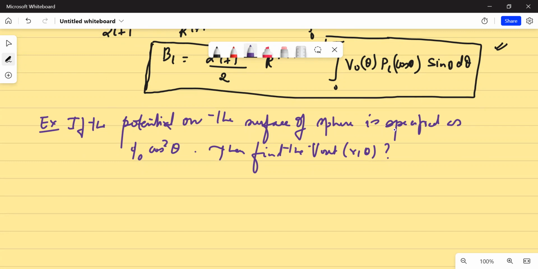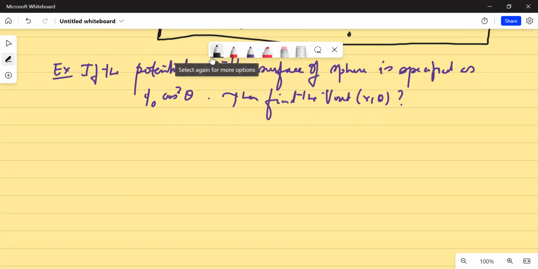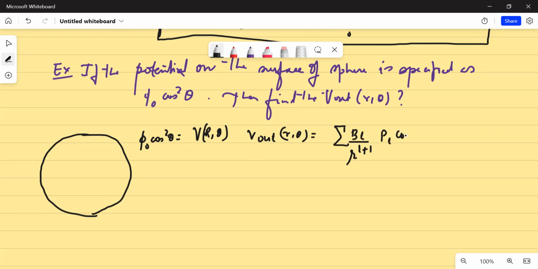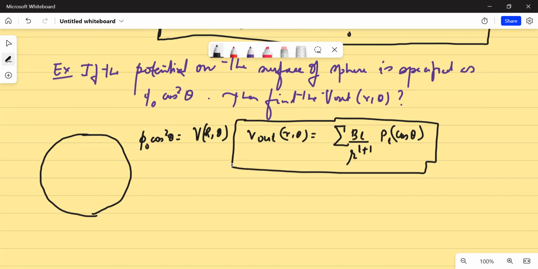Okay, so if the potential on the surface of the sphere is specified as phi naught cos square theta, and we have to find the potential outside anywhere as a function of r and theta, how to go about this problem? On the surface, I'm given the potential phi naught cos square theta, so I'll write phi naught cos square theta as V(R, theta). Now I know that anywhere outside, my potential in general is given by the summation of BL upon r raised to power L plus 1 PL cos theta. And I know that in the limit as r tends to capital R, my potential would come out as phi naught cos square theta.